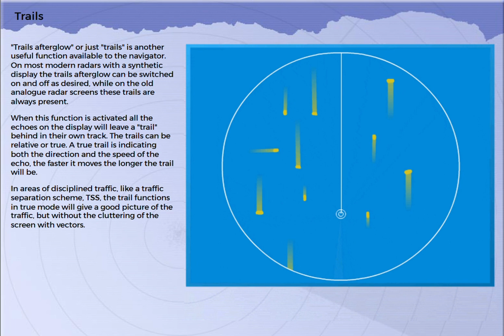In areas of disciplined traffic, like a traffic separation scheme, TSS, the trail functions in true mode will give a good picture of the traffic, but without the cluttering of the screen with vectors.